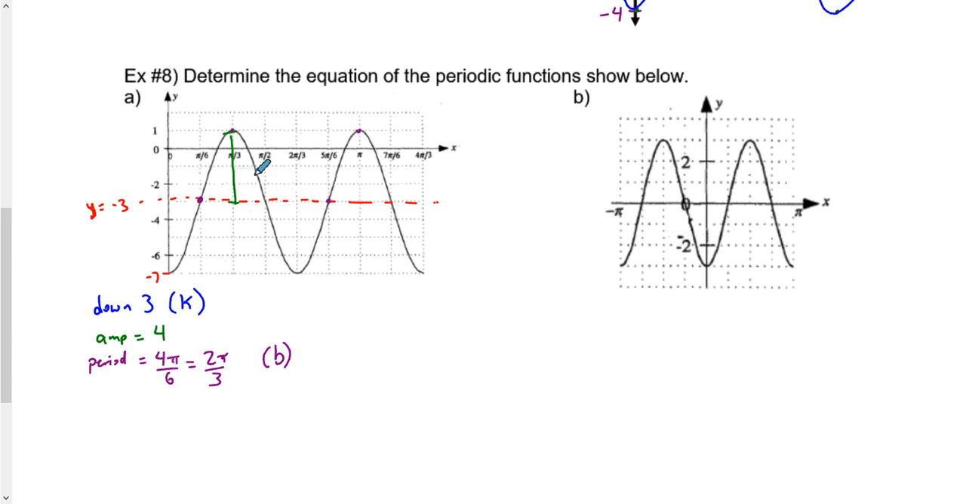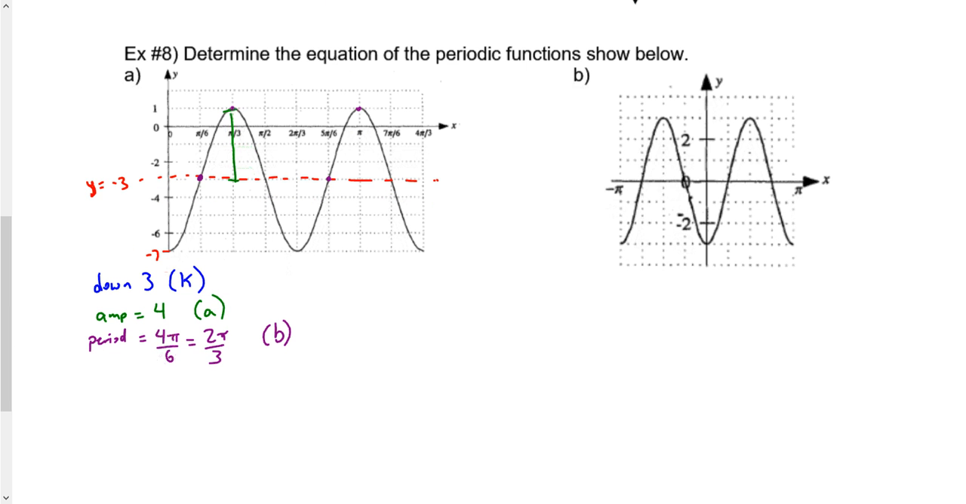Our period helps identify what our B value is, just like our amplitude helps identify what our A value is. The A's and K's work out really nicely. It's the B and the H that is a little bit more tricky. So our period is affected by the B value. So it's saying 2 pi divided by what number gives us 2pi/3. Well, this one's a quick, easy look at it because it's saying 2 pi divided by what gives you 2 pi divided by 3. Well, B is 3.